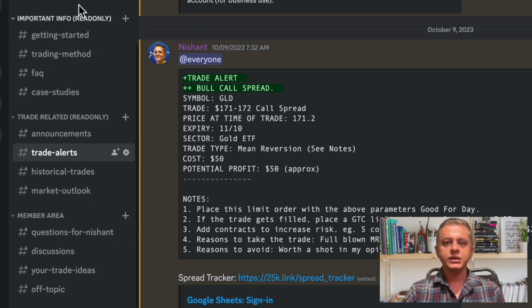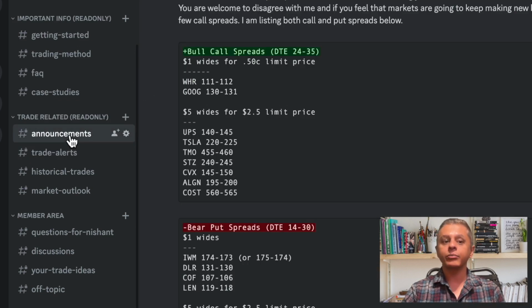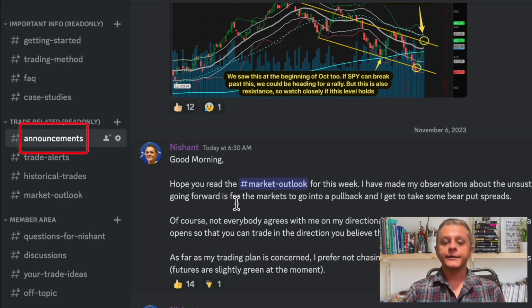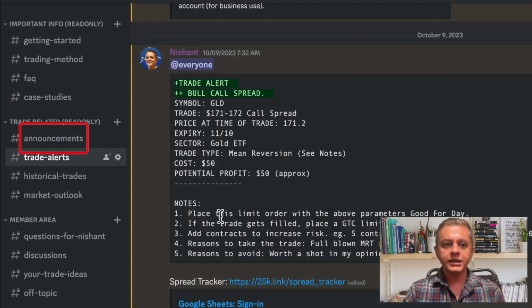So on my Discord server, I keep it very simple. On the left side, you can see there's an information section at the top. Then there is this section called trade related. Every morning I'll post an announcement talking about how I plan to tackle each day, because the stock market is a very fluid environment. So every morning you have to come up with a trading plan on how you're going to deal with the markets on that day. In the announcement channel, I post what my trading plan is for that day.